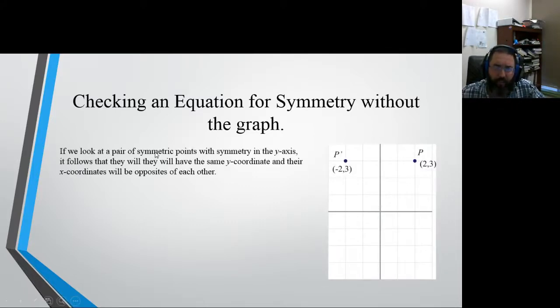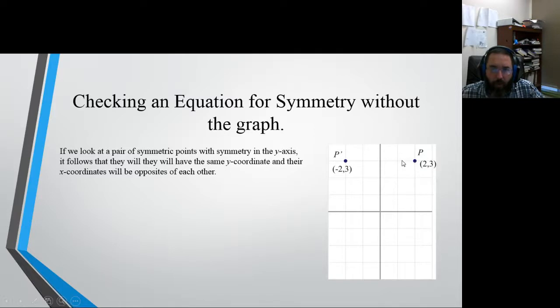Again, let's take a look at points first and look at things in terms of their coordinates and not just the geometry. If we look at a pair of symmetric points with symmetry in the y-axis, it follows that they will have the same y-coordinate and their x-coordinates will be opposite of each other. So when we look here, here's what's going on. Symmetry line is the y-axis. Both points have to be on a line perpendicular to the y-axis. That means it's going to be a horizontal line since the y-axis is vertical.